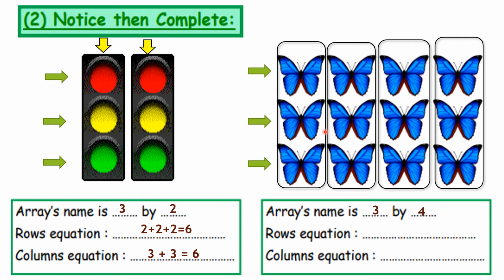What is the rows equation? Let's see. I have 3 rows. Each row has 4 butterflies. So it's 4 plus 4 plus 4 equals 12. What is the columns equation? I have 1 column, 2, 3, 4 columns, and each column has 3 butterflies, so it's 3 plus 3 plus 3 plus 3, which gives me 12.